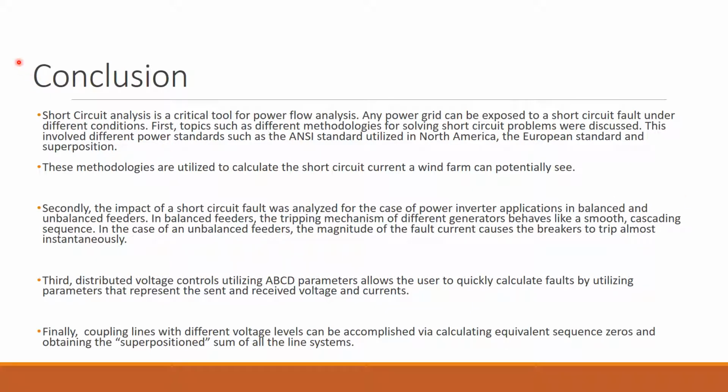And we want to end with a conclusion. The conclusion is going to be the following. Short circuit analysis is a critical tool for power flow analysis. Any power grid can be exposed to a short circuit fault under different conditions.